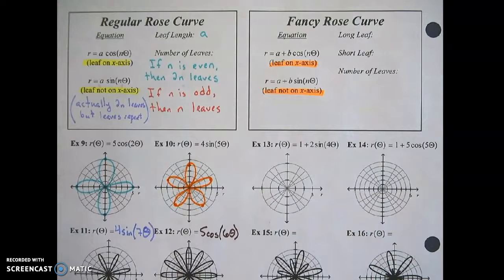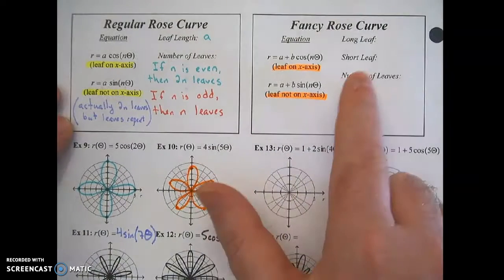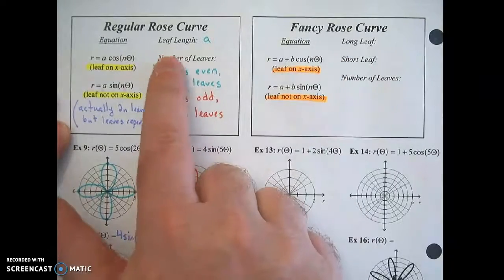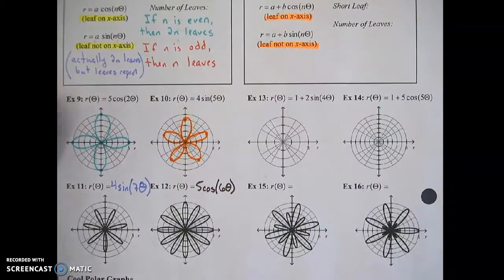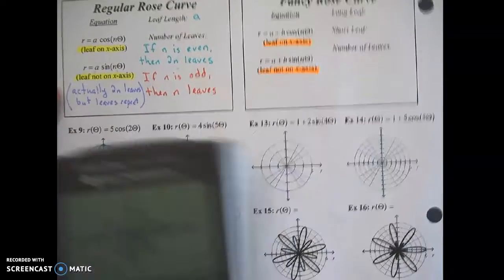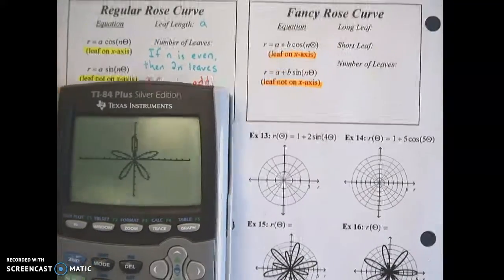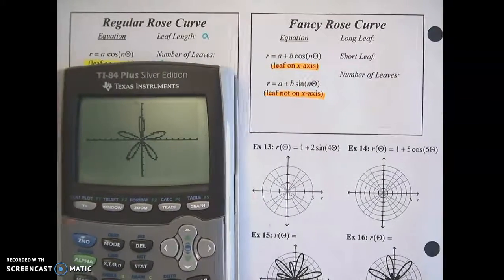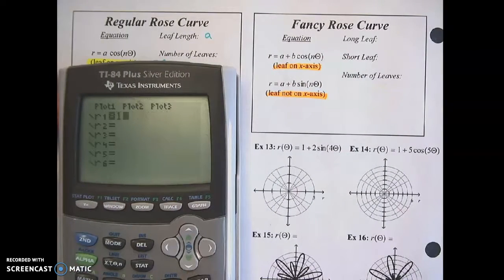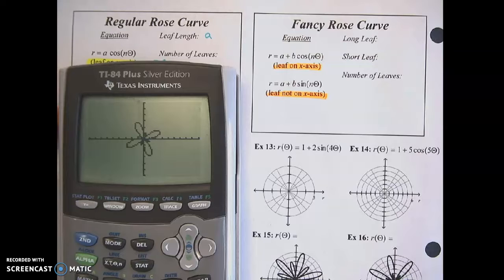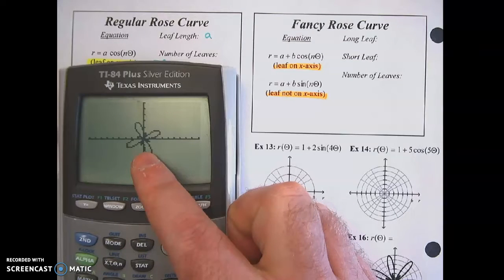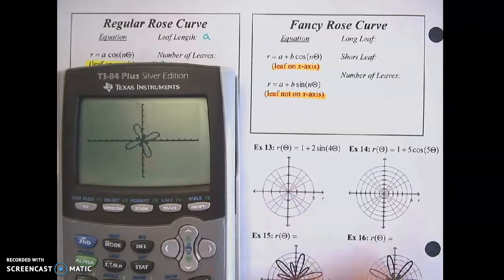The long leaf. Oh, okay, sorry. We haven't talked about long leaf versus short leaf. Over here we just talked about leaves. So let's look at one of these. Let's just do it on our calc. I was going to go back to Desmos, but... All right, so we want to do 1 plus 2 sine of 4 theta. And we get this sort of rose curve again, but some of the leaves are longer and some of the leaves are shorter. I think I'm going to try to do this on Desmos.